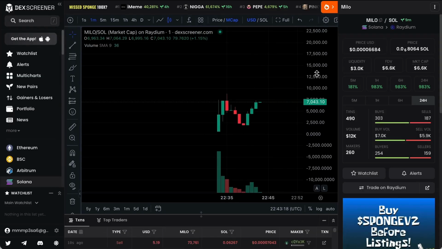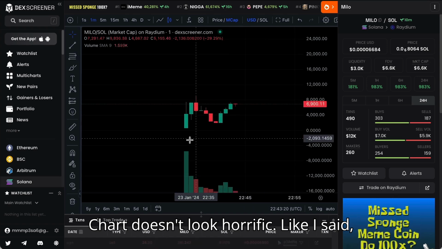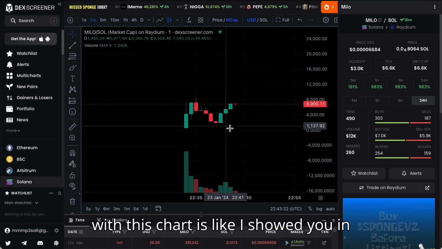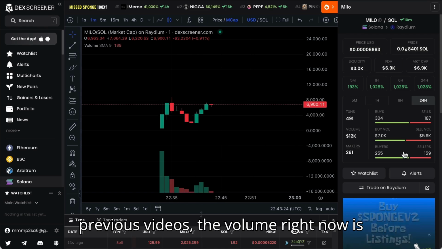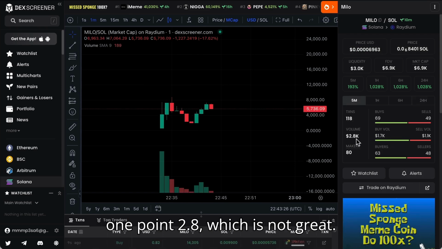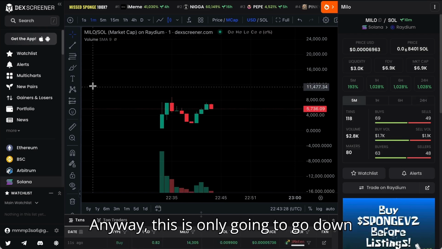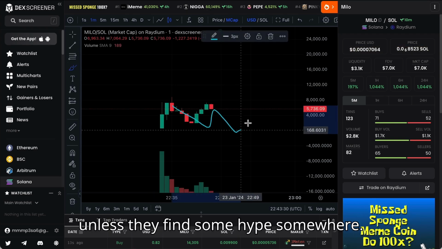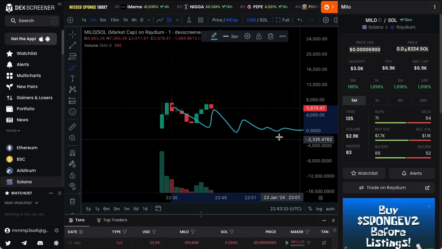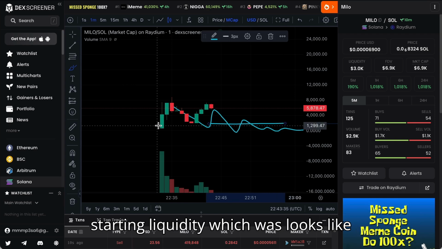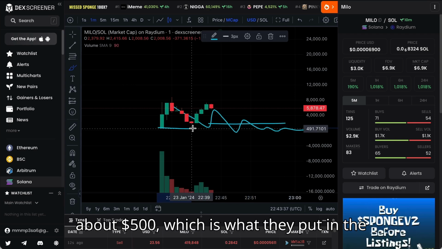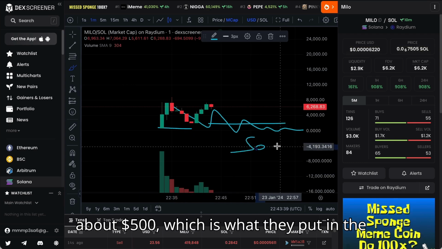Notice though, the chart doesn't look horrific. Like I said, this pump is not great. But the problem with this chart is, like I showed you in previous videos, the volume right now is 2.8, which is not great anyway. This is only going to go down, unless they find some hype somewhere. And then it's going to be stuck at the starting liquidity, which looks like about $500, which is what they put in the liquidity pool.